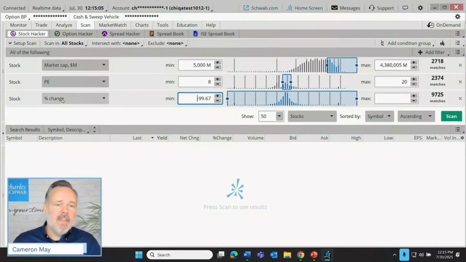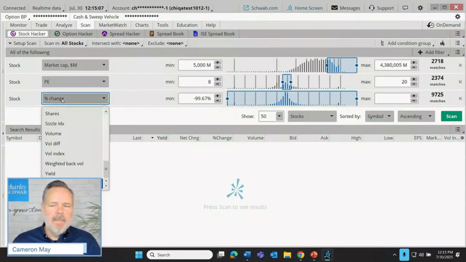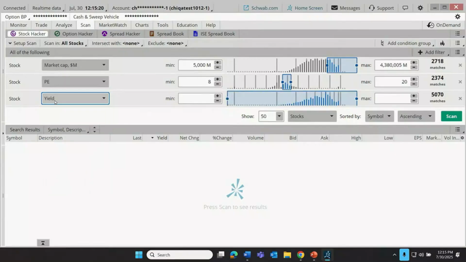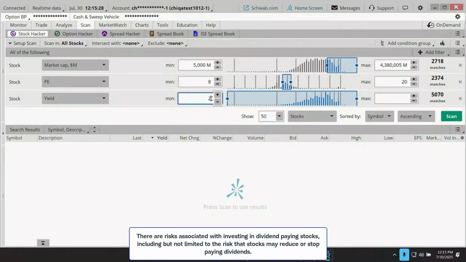Now let's add a third potential criteria. How about we say our value investor also is looking for some dividends. Average dividends are a little bit less than 2% right now. So how about we go to our menu here. Let's choose yield. Dividend yield is the size of the dividend being paid on an annualized basis. And let's say, as a minimum, we want at least a little bit above average.